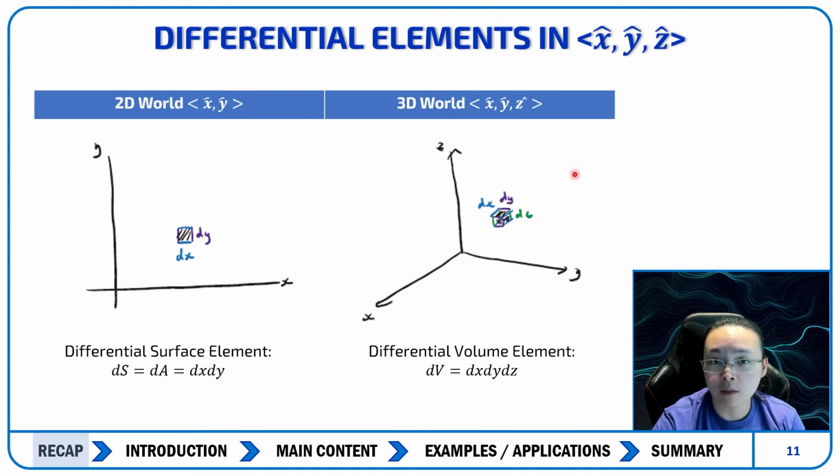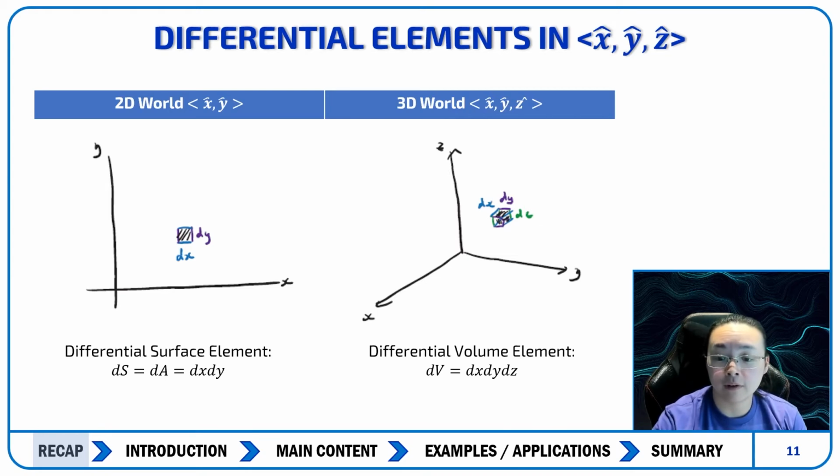Now in the 3D world, I just simply add a third differential component, which is dz. So a differential volume element is dx times dy times dz. And that is created by a little cube from each of these differential elements. So think about it as you're trying to figure out the smallest component to an area, which is this, and the smallest component to a volume in each direction of your coordinate system. So hopefully that makes sense.